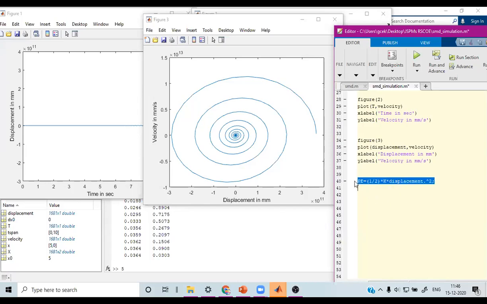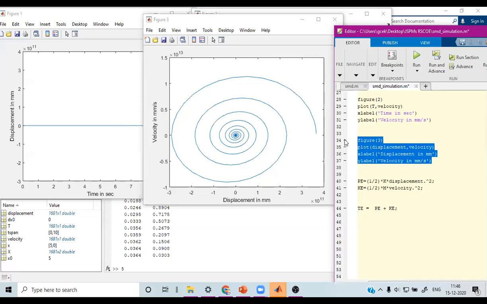The same is there with kinetic energy. Kinetic energy, yes, half m v squared, here it is in terms of velocity. Then the total energy of my system is potential energy plus kinetic energy.